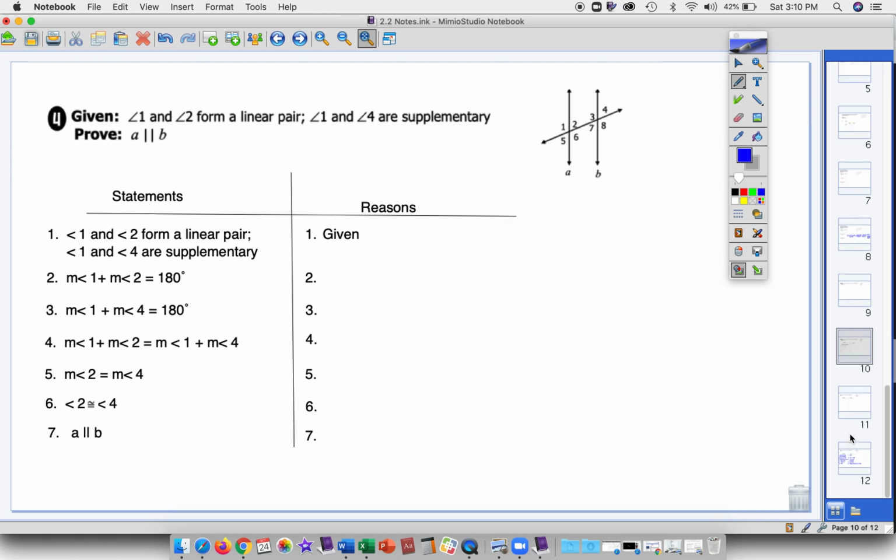Okay, so here's the reasons. We're going to fill in, here's the statements. We're going to fill in the reasons together. So always start off with the given. Okay, stated all of it in one statement. From the fact that 1 and 2 form a linear pair, I can say that the angle measures add up to 180. If you need to stop and pause and fill in these statements, go ahead. Okay, so since that, again, I'm explaining what it means to be a linear pair, that's the definition.